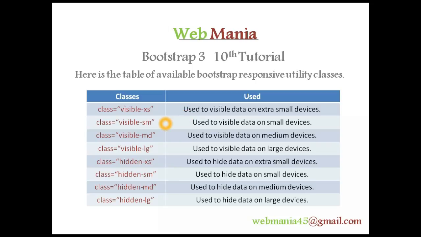SM stands for small screen, also used to make data visible on small devices. The next class is visible-md, used to make data visible on medium devices. And the next one is visible-lg, used to make data visible on large devices. If we apply both of these classes, extra small and small, on an element, that element is visible on both extra small and small devices.